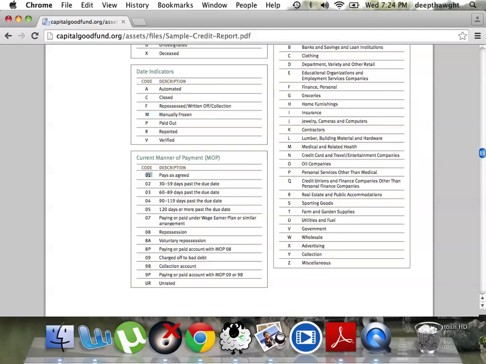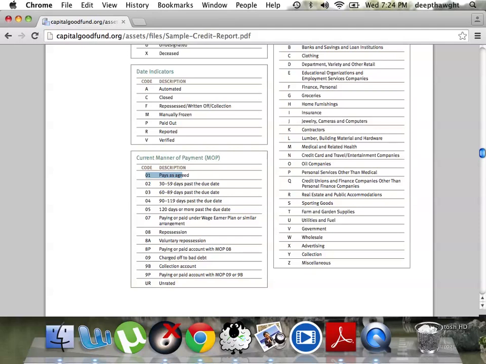So, as you can see, we were looking at the credit reports when we saw some twos. We saw ones, paid as agreed. We saw some twos, 30 days late to 59 days late. Threes, 60 to 89 days late. Fours, 90 to 119 days late, past due. And 5, 120 days or more past due.